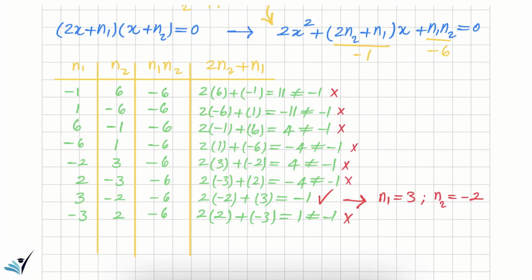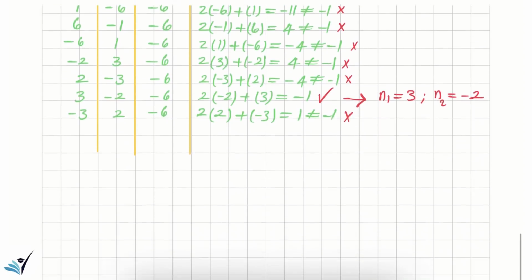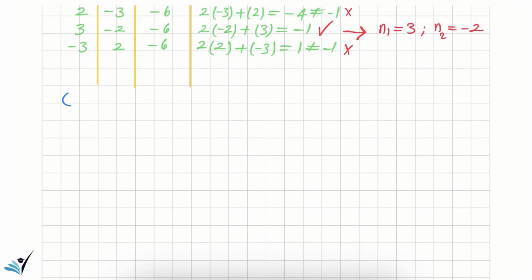So let's go ahead and replace these numbers into this factor form here. If we do so, we would have (2x plus 3)(x minus 2) equals 0. Because the right hand side is 0, each of these factors on the left hand side has to be 0. Let's set the first factor to 0. 2x plus 3 equals 0. And we're going to solve it for x.